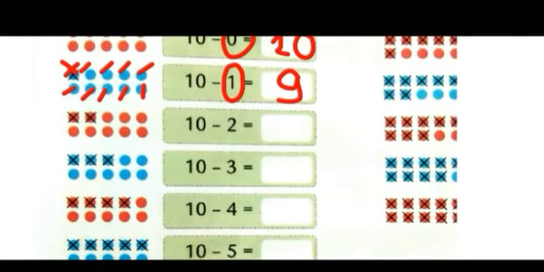Now moving on to the next one. Again total 10 red dots are there. And this time how many we have to take away? We have to take away 2. So when we cross 2 dots, how many are left? 1, 2, 3, 4, 5, 6, 7, 8. So what is the answer? 8 is the answer.